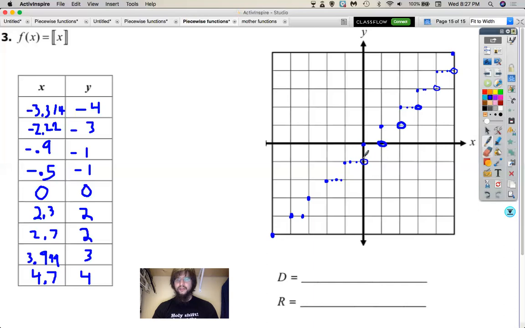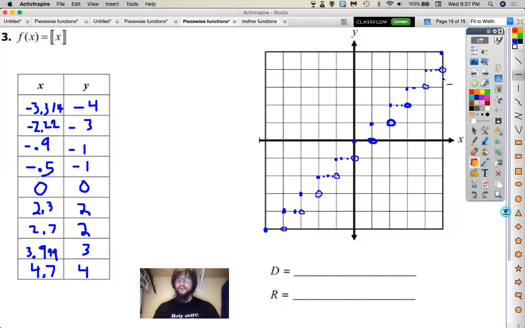Same thing over here. If I have negative 0.000000001, that's got to go down. It's got to go to negative 1. If I have negative 1.000001, it's got to go down. So this is made out of a bunch of little horizontal lines. Right there. Forgive me for being bad at drawing, but you see it.